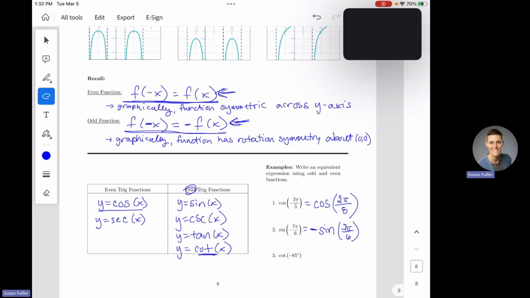All right, and then the last one, how about the cotangent of negative 85 degrees? Well, cotangent here is odd, which means I'm going to use my equation here. The negative moves from the inside to the outside. So this is the negative cotangent of a positive 85 degrees. That negative moves from the inside to the outside, and these are the expressions that Alex is looking for.